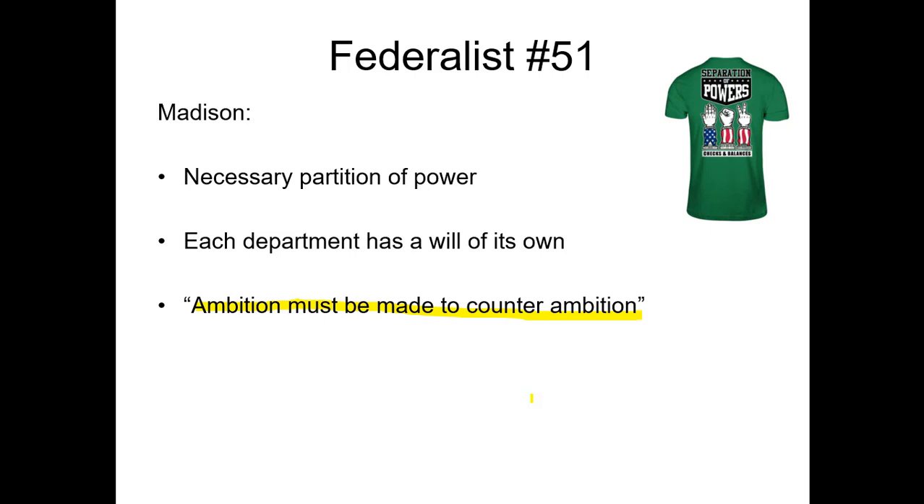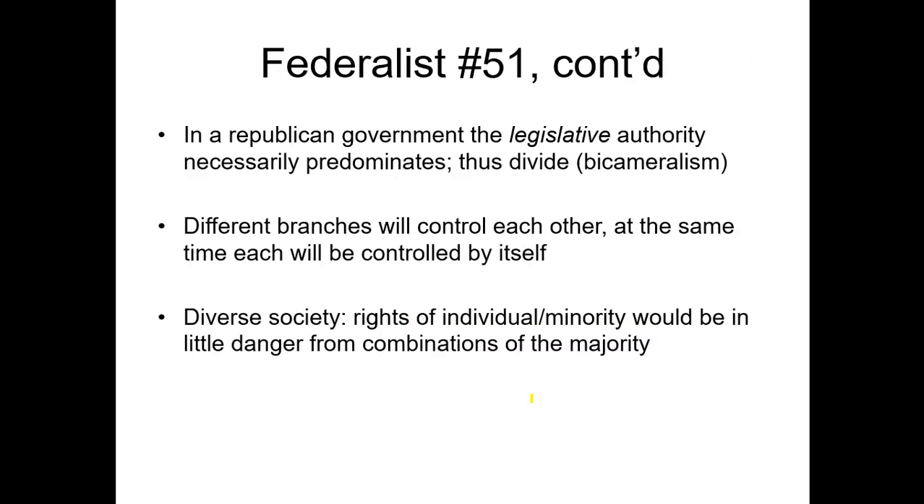So each of the three branches, we're talking about the executive branch led by the president, the legislative branch led by Congress, which makes the laws, and the judicial branch, which is the courts, which interprets the laws. Each of those branches will have its own motivations, its own self-interest to keep the other in check. And this was, again, influenced by Montesquieu's writings on separation of powers, and it has worked relatively well. Madison discusses how in this Republican government, the legislative authority, i.e. the Congress, would necessarily predominate because they are making the laws.